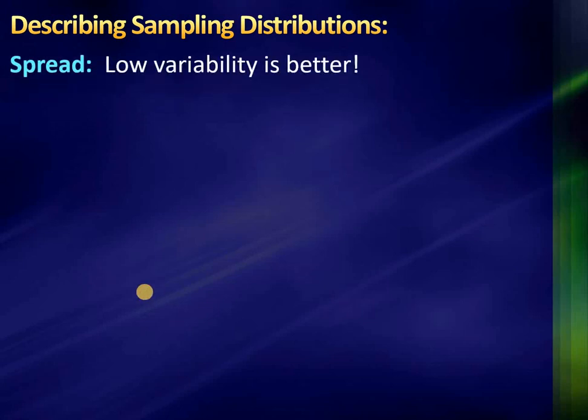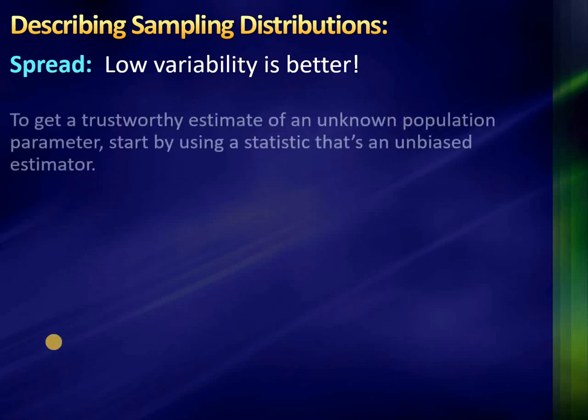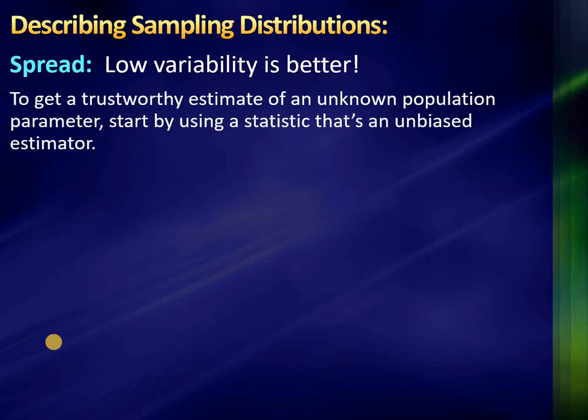So when we describe sampling distributions, and remember, this is not the actual population, the population can be anything crazy. What we want to see is as low of a spread as humanly possible, because that means we have better predictability. That means that our predictions are what we call trustworthy. I can rely on them because I'm starting with something that's going to be an unbiased estimator.